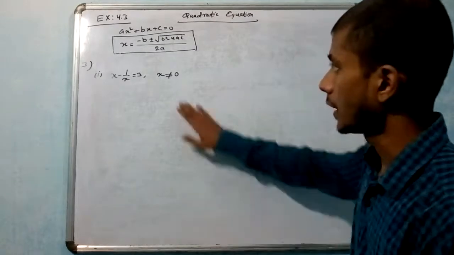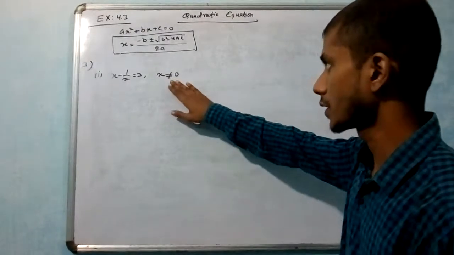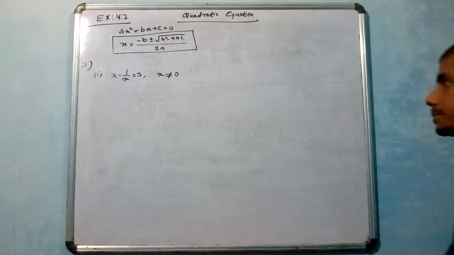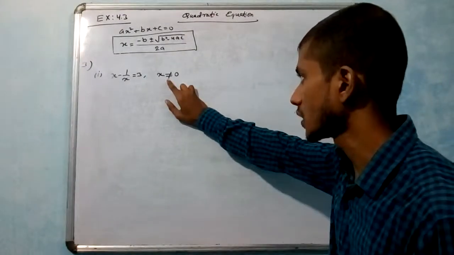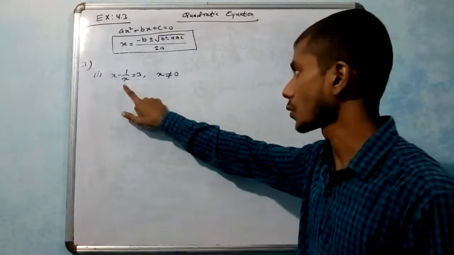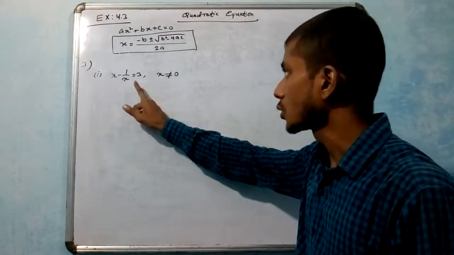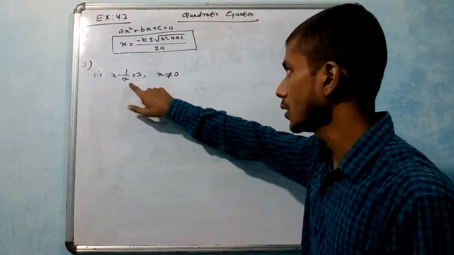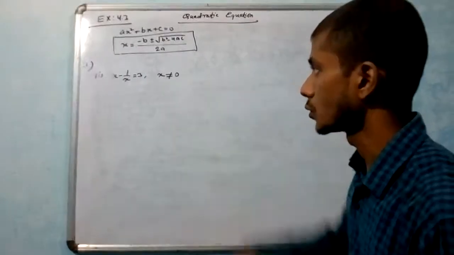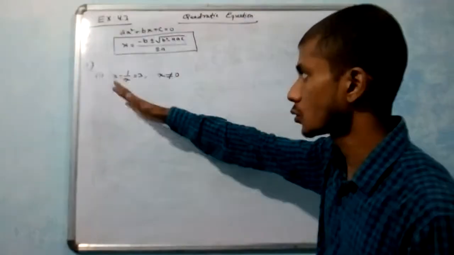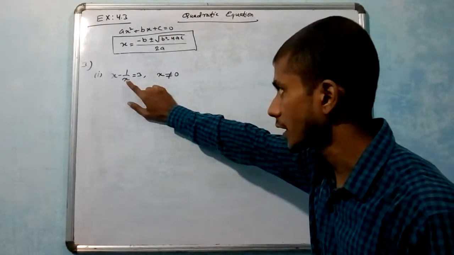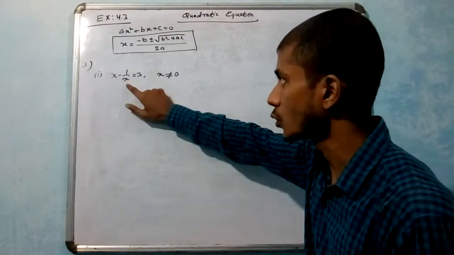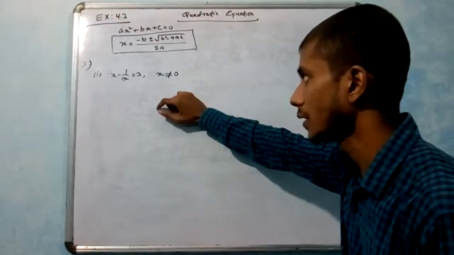What does it mean? What is given here? X is not equal to 0. X must not be equal to 0. This is the condition for this question. This question is valid only when x is not equal to 0. If x comes equal to 0, this question won't be valid. Why? Because if you place x is equal to 0, what will happen? 1 by 0, which means infinity, not defined.